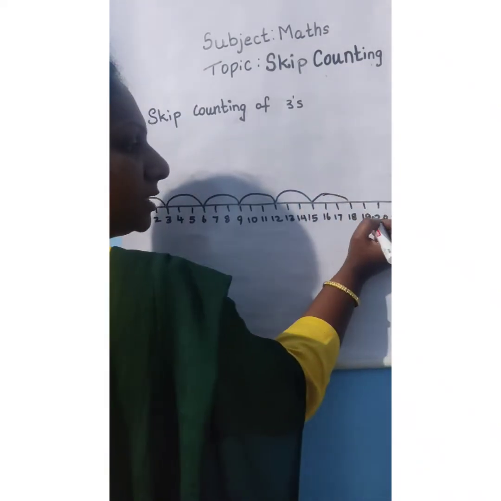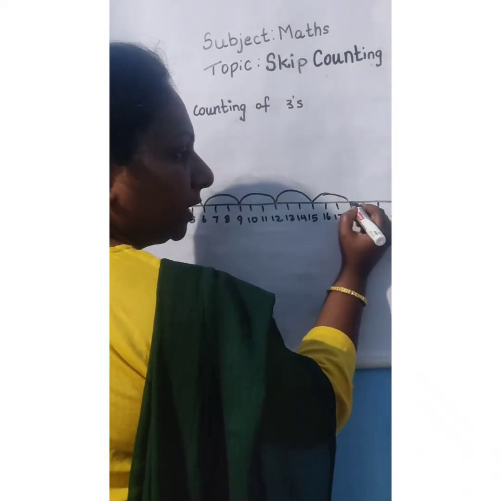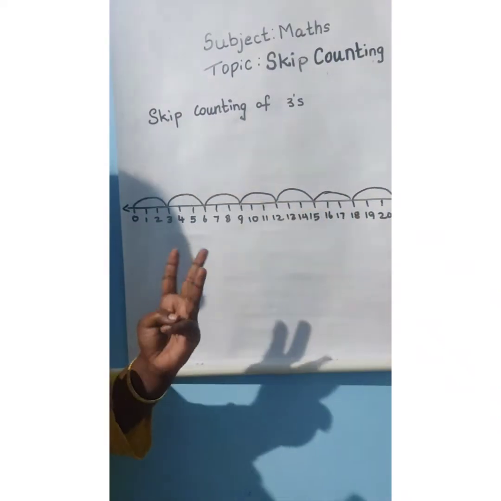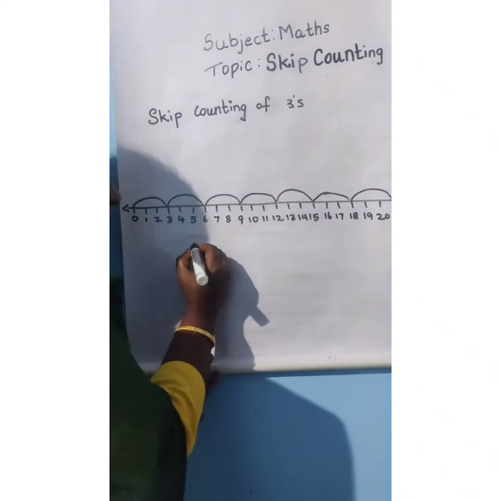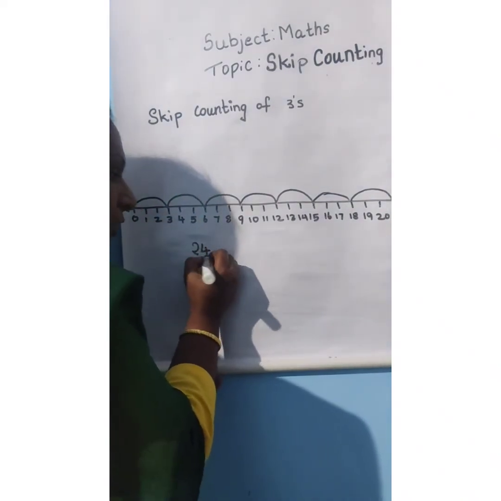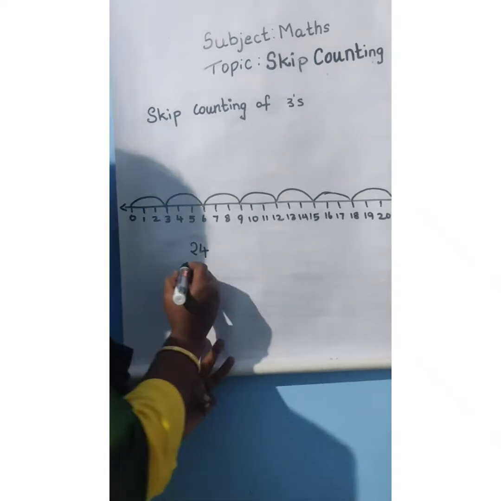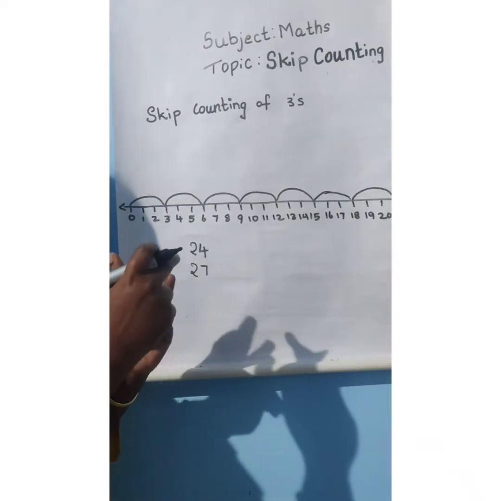Okay, so the next is 19, 20, 21. So the next jump will be to 21. After 21 you can show your 3 fingers, 22, 23, 24. Right here 24. Okay, so the next one 25, 26, 27. Right here 27. 28, 29, 30.